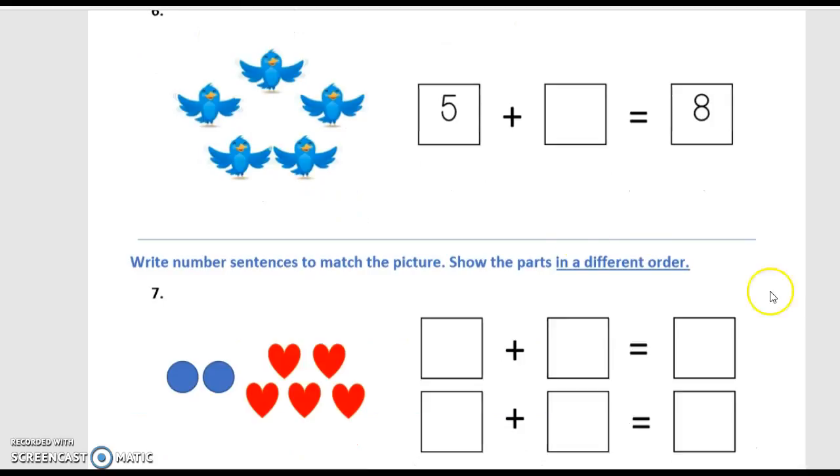Number 6, there are 5 birds. 1, 2, 3, 4, 5. 5 birds. 5 birds plus some more birds equals 8. 8 birds total. How many goes in this box to equal 8? Write your answer on your paper.